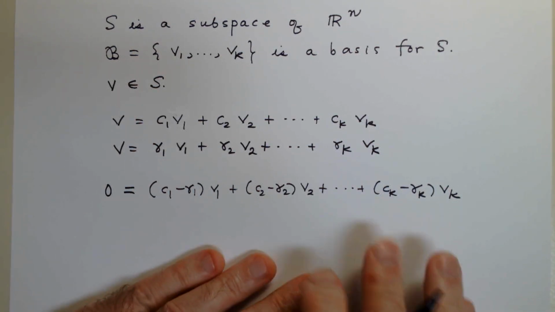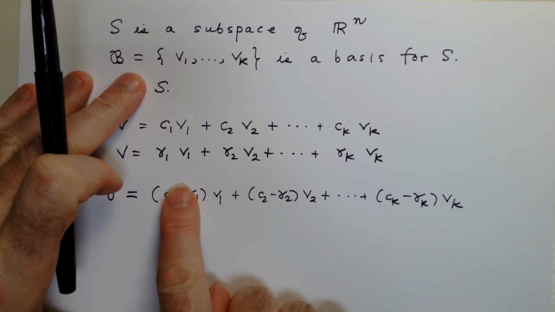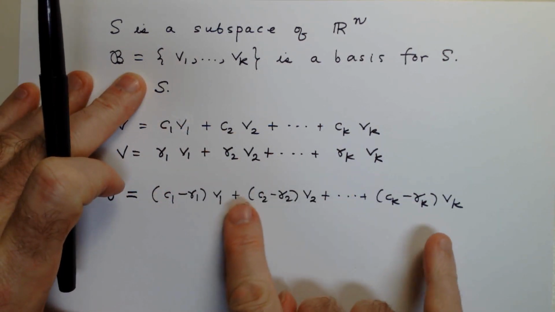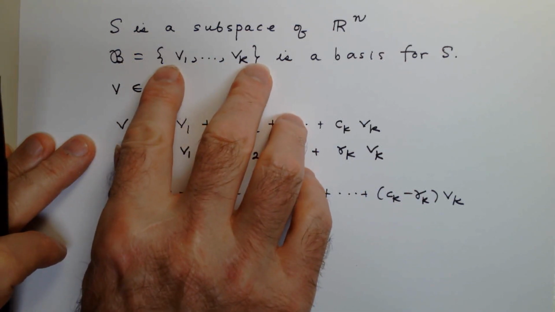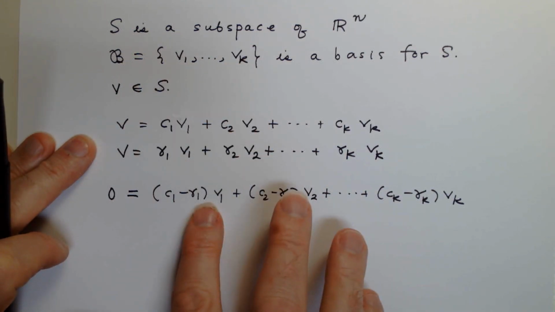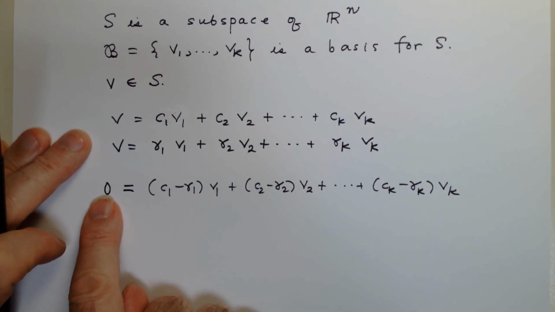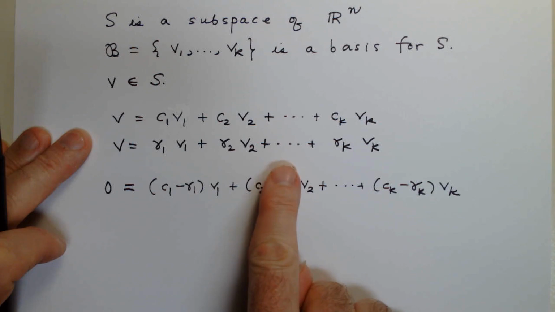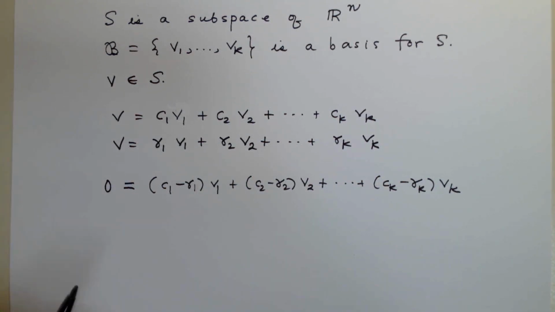All right, now what I have here on the right-hand side is a linear combination of the vectors v1 through vk. Now I'm going to use the linear independence property of this basis. I have a linear combination of the vectors v1 through vk, which is equal to the zero vector, and that means that all of these coefficients, all of these scalars, must be equal to 0.